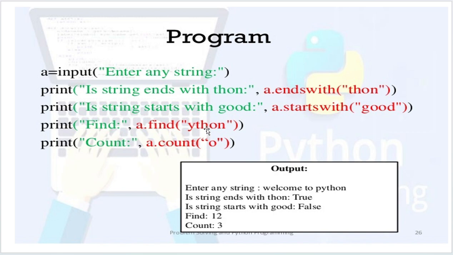Next, find of Python. As I've told you, it is going to find the index of the substring, starting from Python. It starts from the 12th index onwards, so 12 will be printed. Count is displayed as 3 because count of o is going to count the total number of appearances of o in the given string. So these were some of the string functions that we have discussed so far.